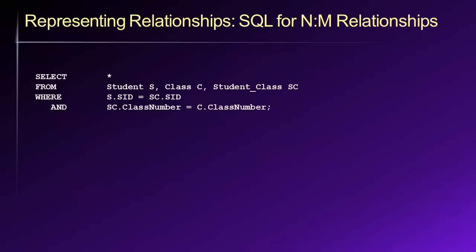And in this case, in order to accomplish this task, we need to match student IDs in the student table to student IDs in the student class table, while also matching the class number in the student class table to the class number in the class table. In this way, we've linked all three tables together in order to produce our query results.